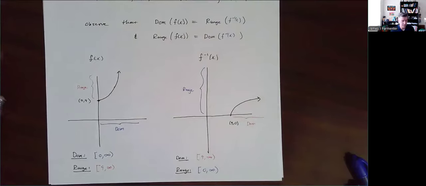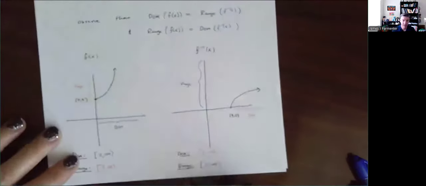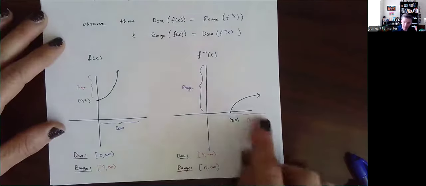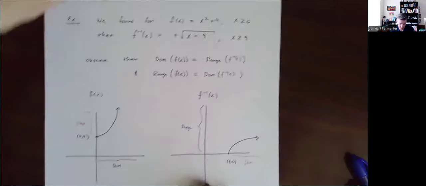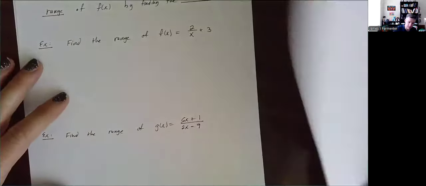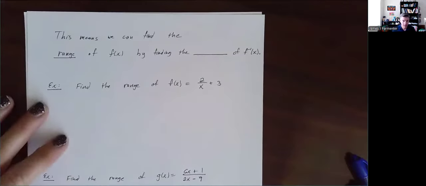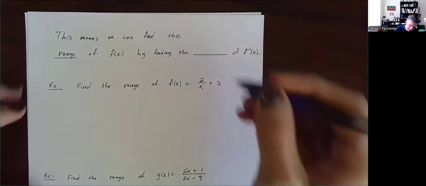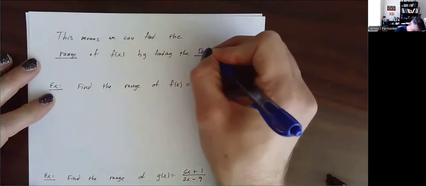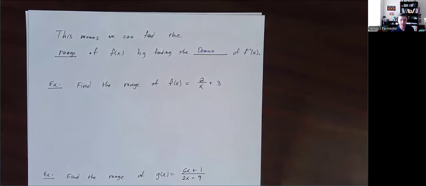Well, that's great because now we have a different way of finding the range of a function. If I want to find the range of f of x, I can find the domain of f inverse of x. That is often how we find range. Let's look at some examples. So this means, like I said just a minute ago, we can find the range of f of x by finding the domain of f inverse of x.